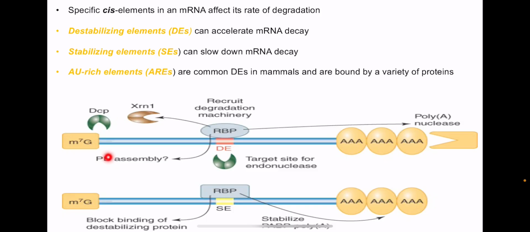They will facilitate decay, while a stabilizing element slows down decay or makes mRNA molecules more stable. If you look at this diagram, the first one is an mRNA with a destabilizing element. Within the mRNA sequence, this destabilizing element is actually part of its sequence. So if this part of the mRNA is supposed to code for a protein, this part, the DE, is part of the sequence coding for a protein.